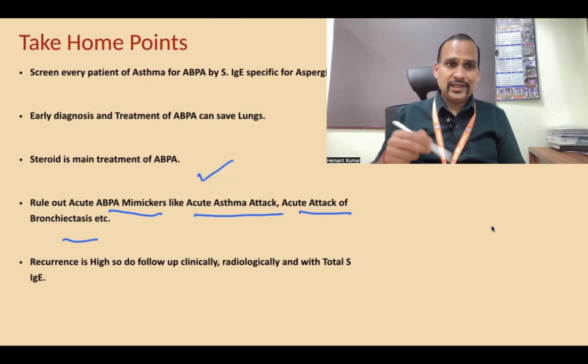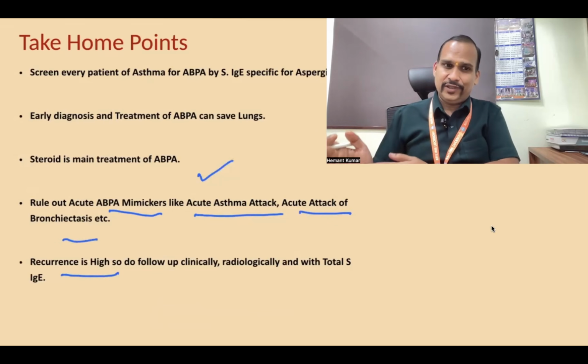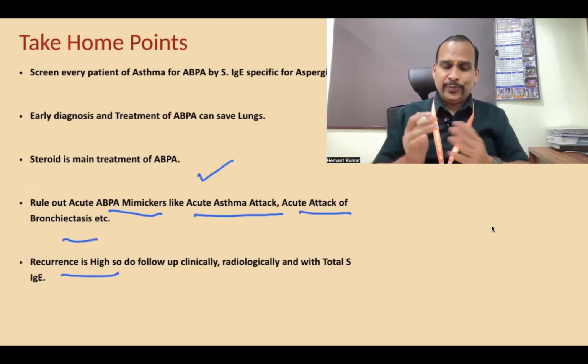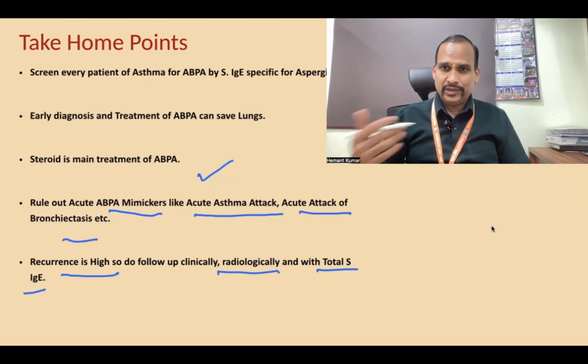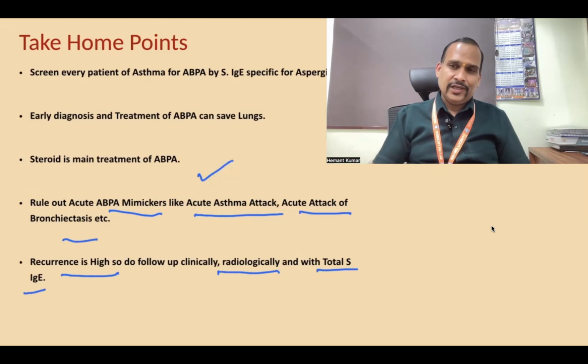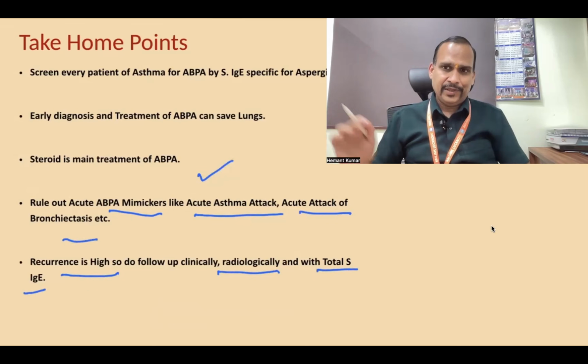We have to do other tests. Recurrence is high, around 50%, so we have to follow up very carefully. We have to repeat a chest X-ray and repeat total serum IgE every 2 months to see in follow up. So this is how we have to follow up an ABPA patient.